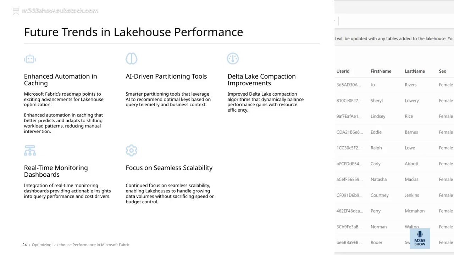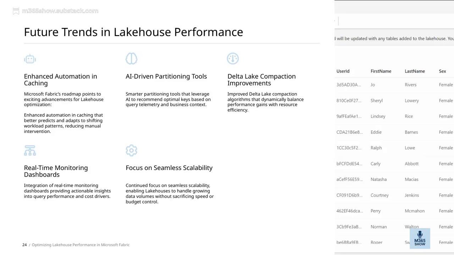Another exciting development is the integration of real-time monitoring dashboards. These tools will give us actionable insights into query performance and cost drivers, helping us identify bottlenecks and optimize resource usage on the fly. This real-time visibility is crucial for maintaining peak performance.